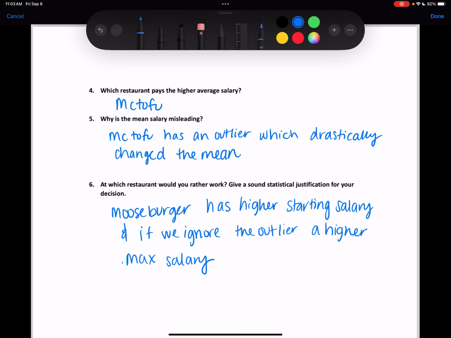Would it also count if I wrote something on a test, like if we get rid of the outlier, would that still make sense? So for question 6, it's not really a clear-cut answer? Right, as long as you give justification, prove why, and it makes sense. I mean, don't just say, I choose McTofu because I like tofu, or no burgers. Obviously, that's not sufficient.